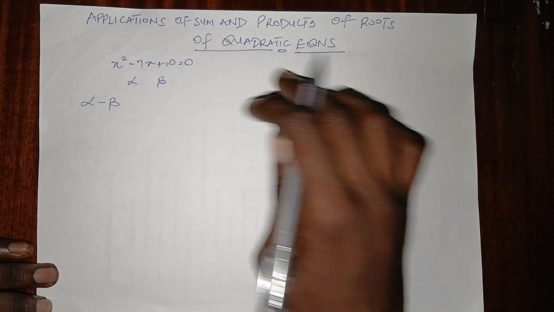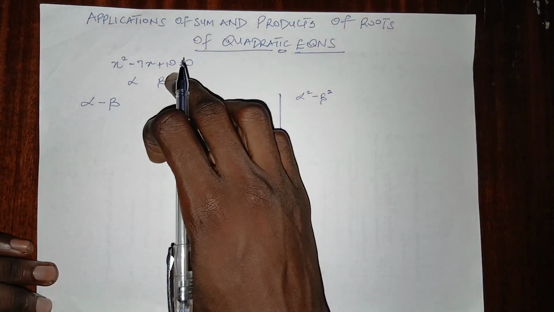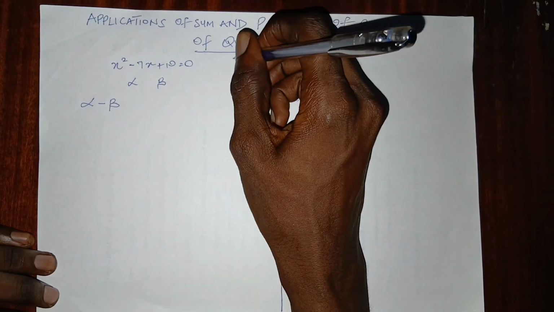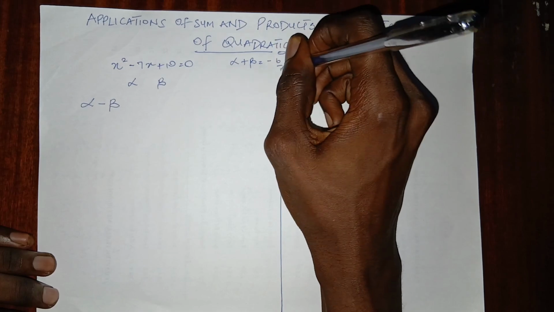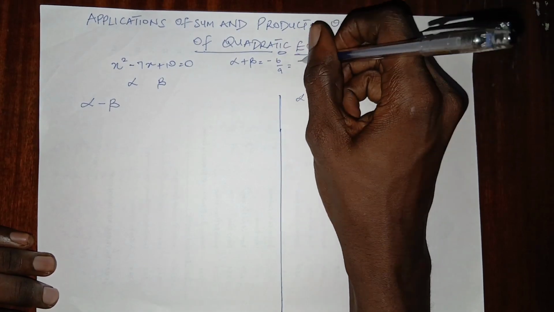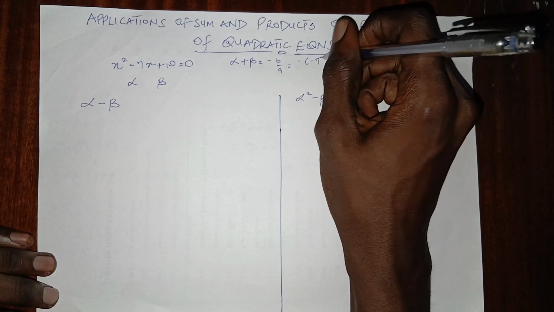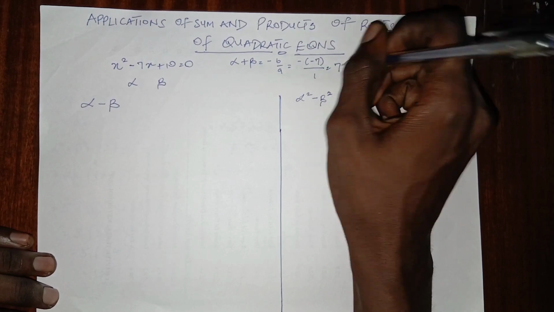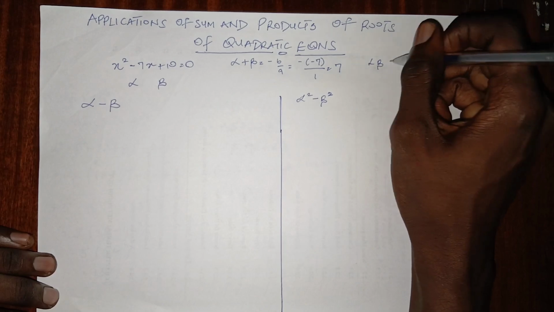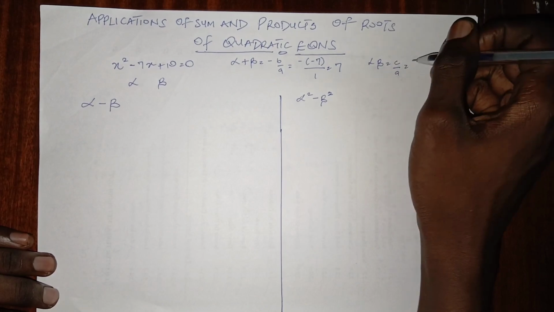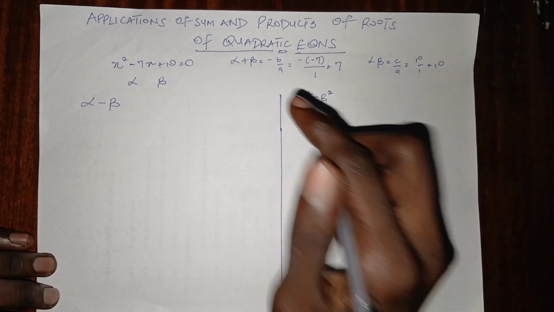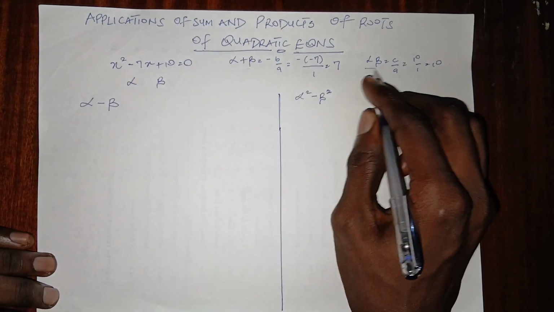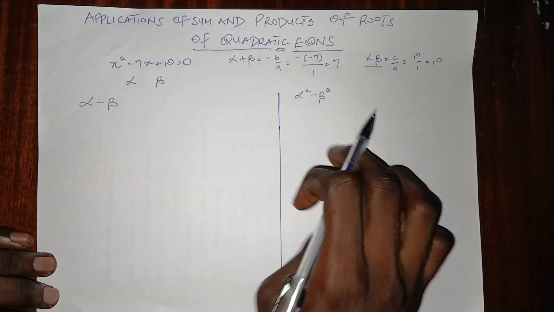While we know the sum and product of the roots, let's go ahead and find them. The sum of the roots, alpha plus beta, equals negative b over a, which is minus negative 7 over 1, which is 7. And the product, alpha beta, will be c over a, which is 10 over 1, which is 10. Using just these two terms, we'll be finding this and this together.